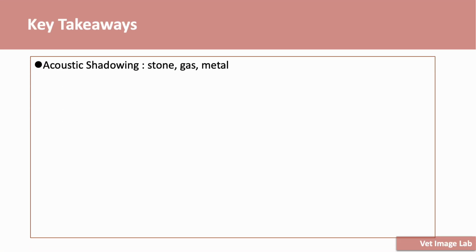Now that we've gone through the 10 essential ultrasound artifacts, let's quickly review them together. Acoustic shadowing appears as a dark shadow behind stones, gas, or metal due to complete ultrasound wave attenuation. Edge shadows occur at curved margins of structures due to refraction. Be careful not to confuse it with acoustic shadowing.